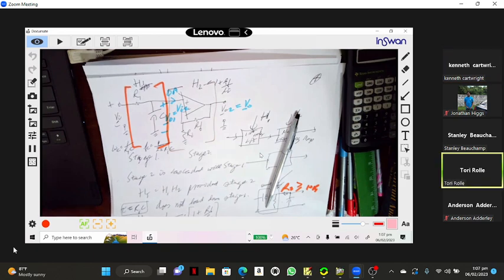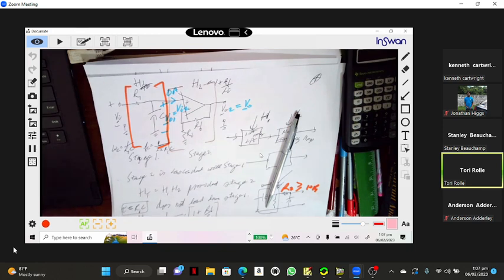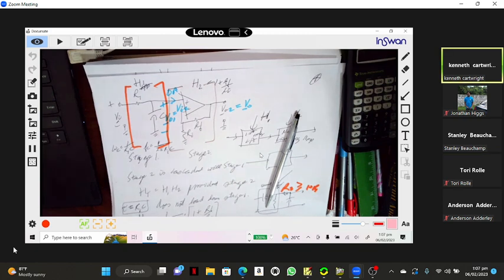Would we use that number and take the minus tan inverse? Why are we going to take the negative of that? This is a non-inverting amplifier. There's no negative in a non-inverting amplifier.